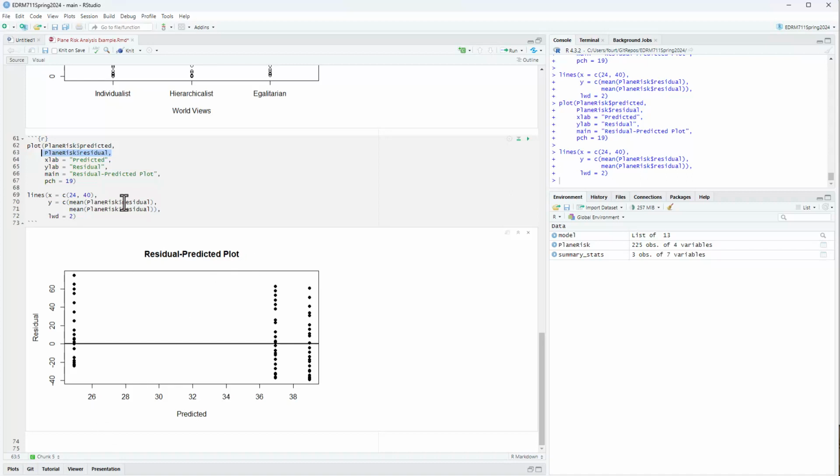And notice that I created lines using the mean of the residual. Well, if I use the mean of the residual, look what happens. The line goes right through 0. The mean of the residuals is always going to be 0. That's because we're looking at the deviations from the mean, and they counteract each other, the positive and negatives. When you sum them all up, you end up with 0.